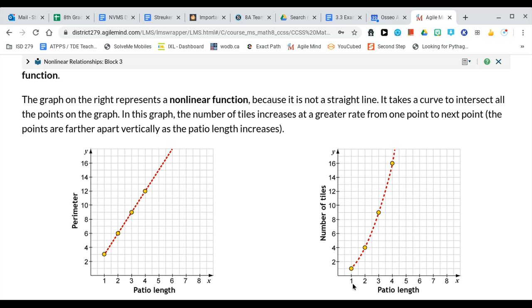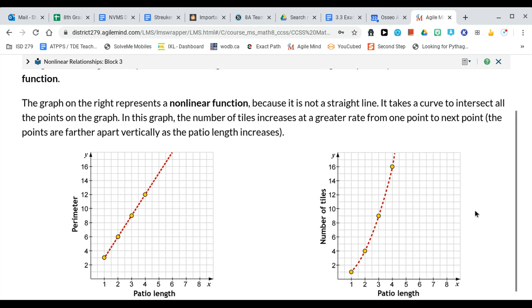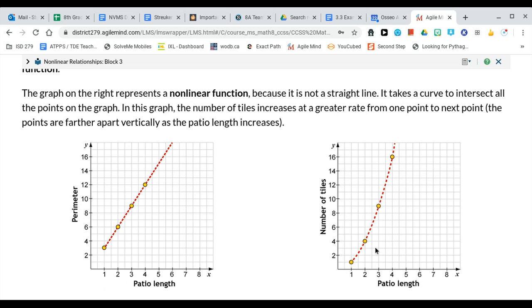So from 1, it went to 4. Then from 4, it went to 9. And from 9, it went all the way to 16. It's increasing by a greater amount every single time. That's what makes this a nonlinear function. It's not going up the same amount every single time.